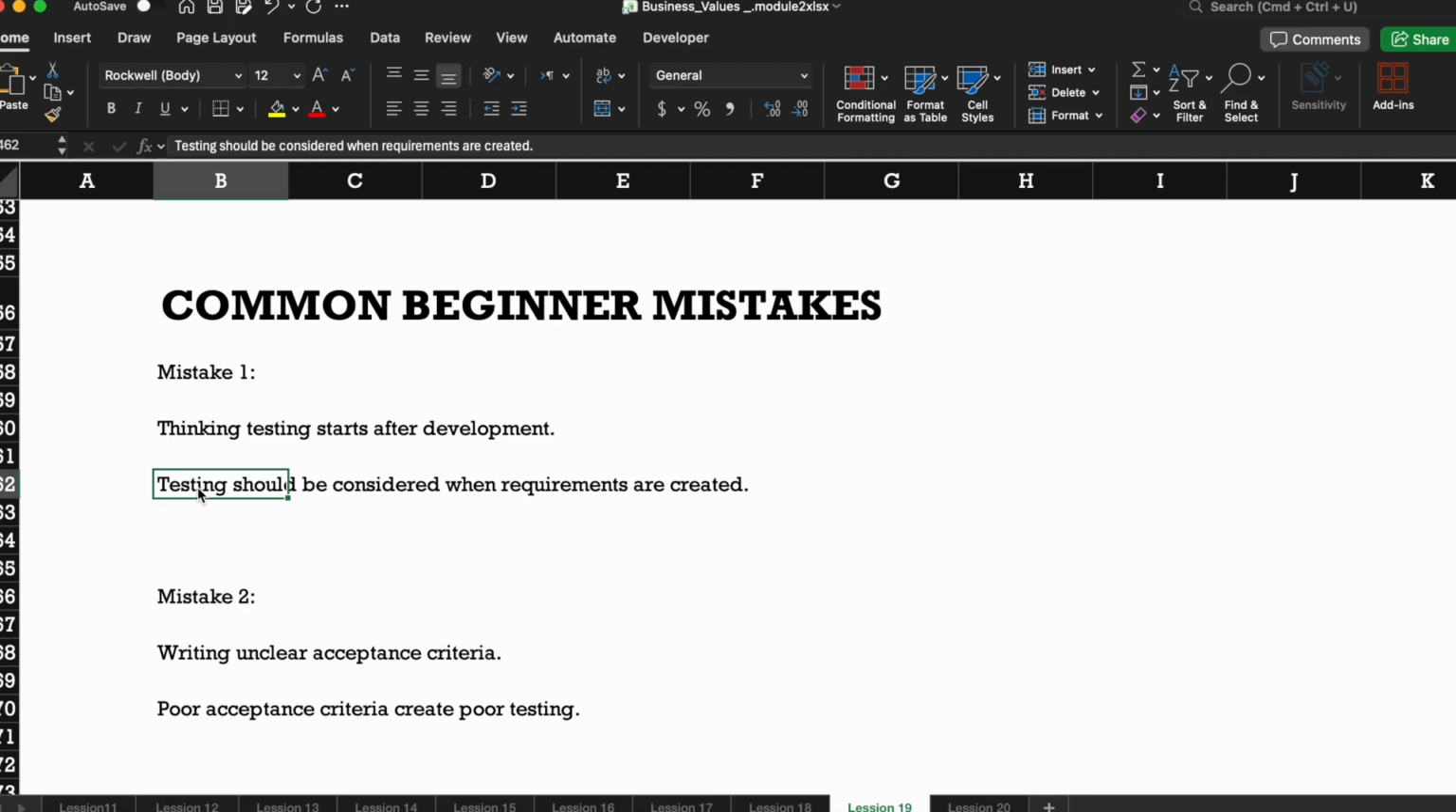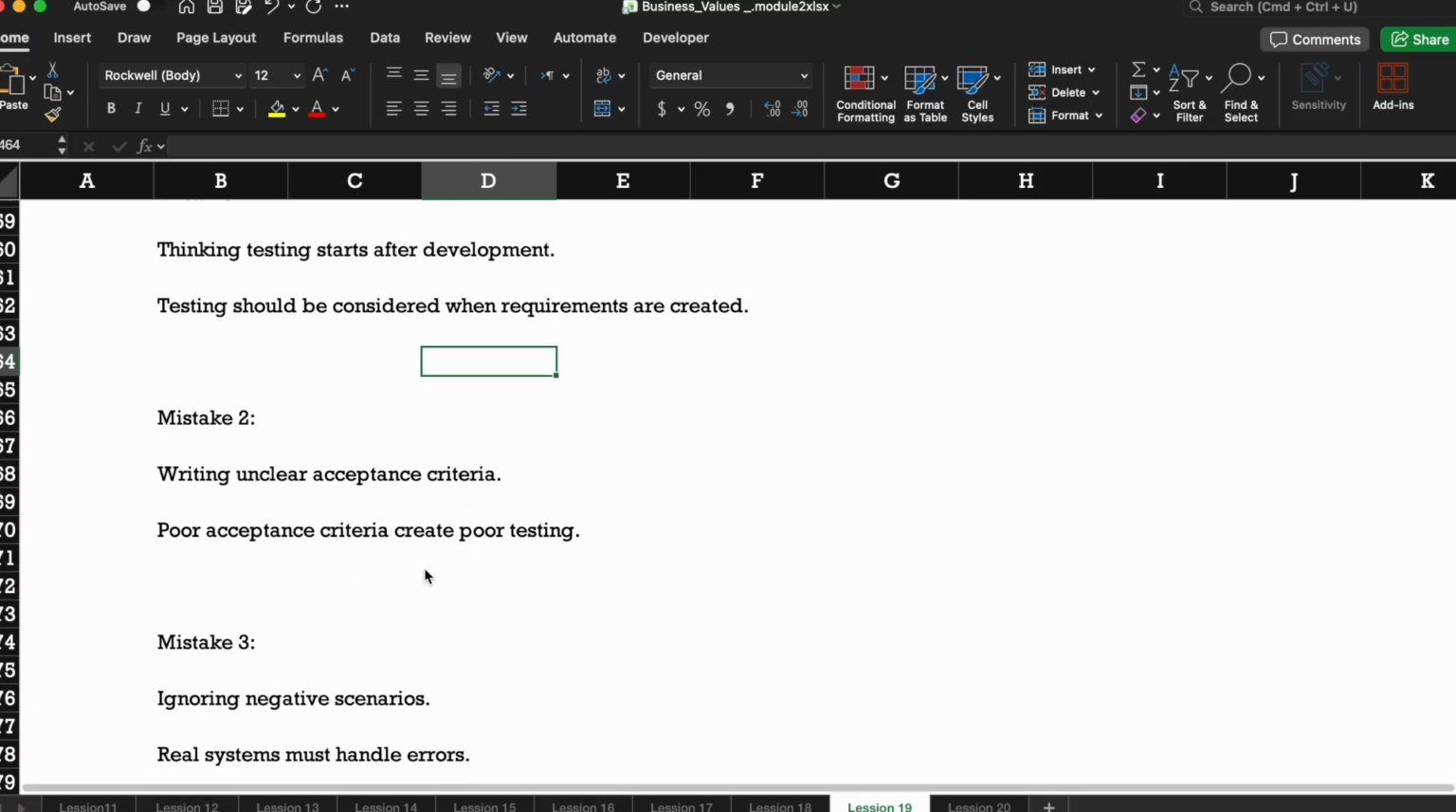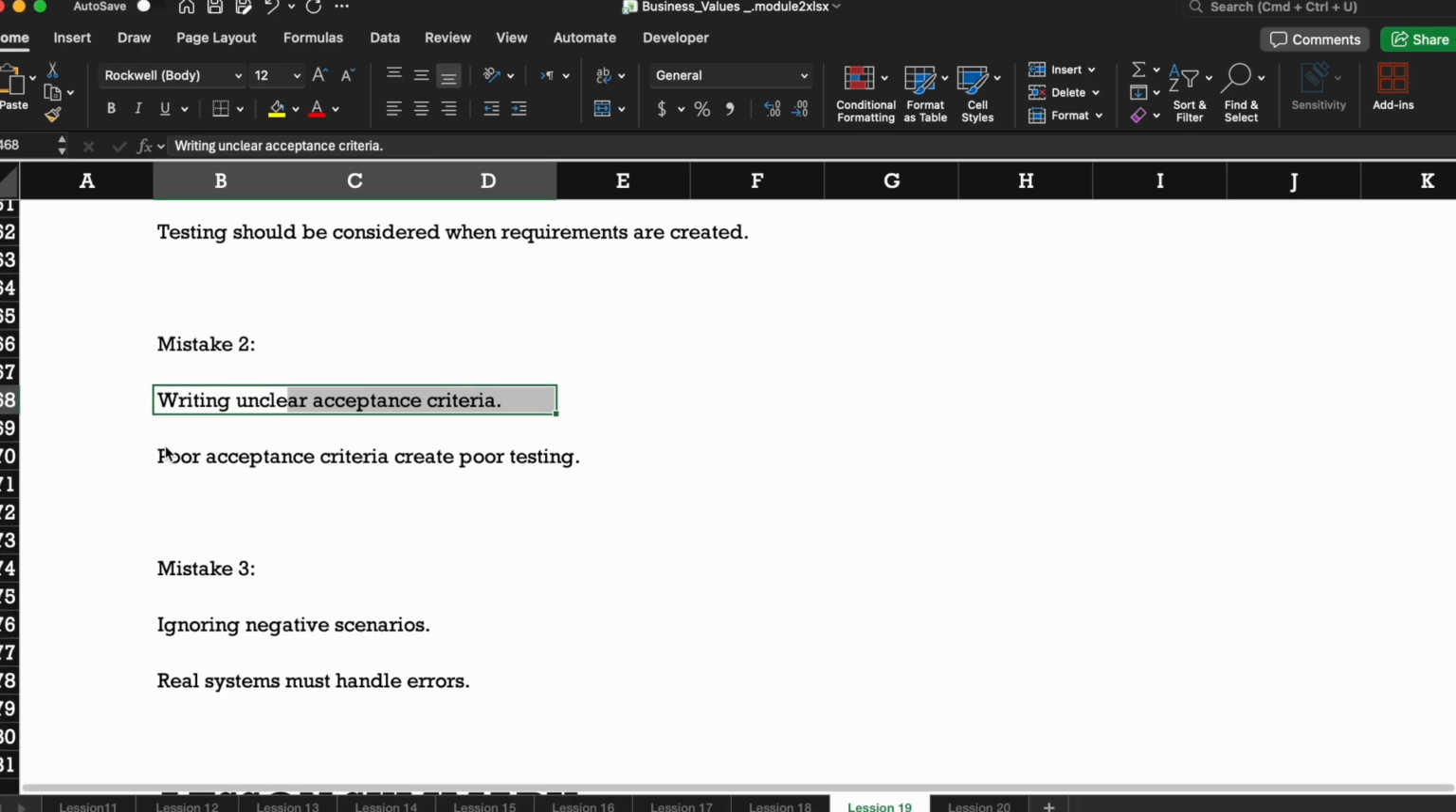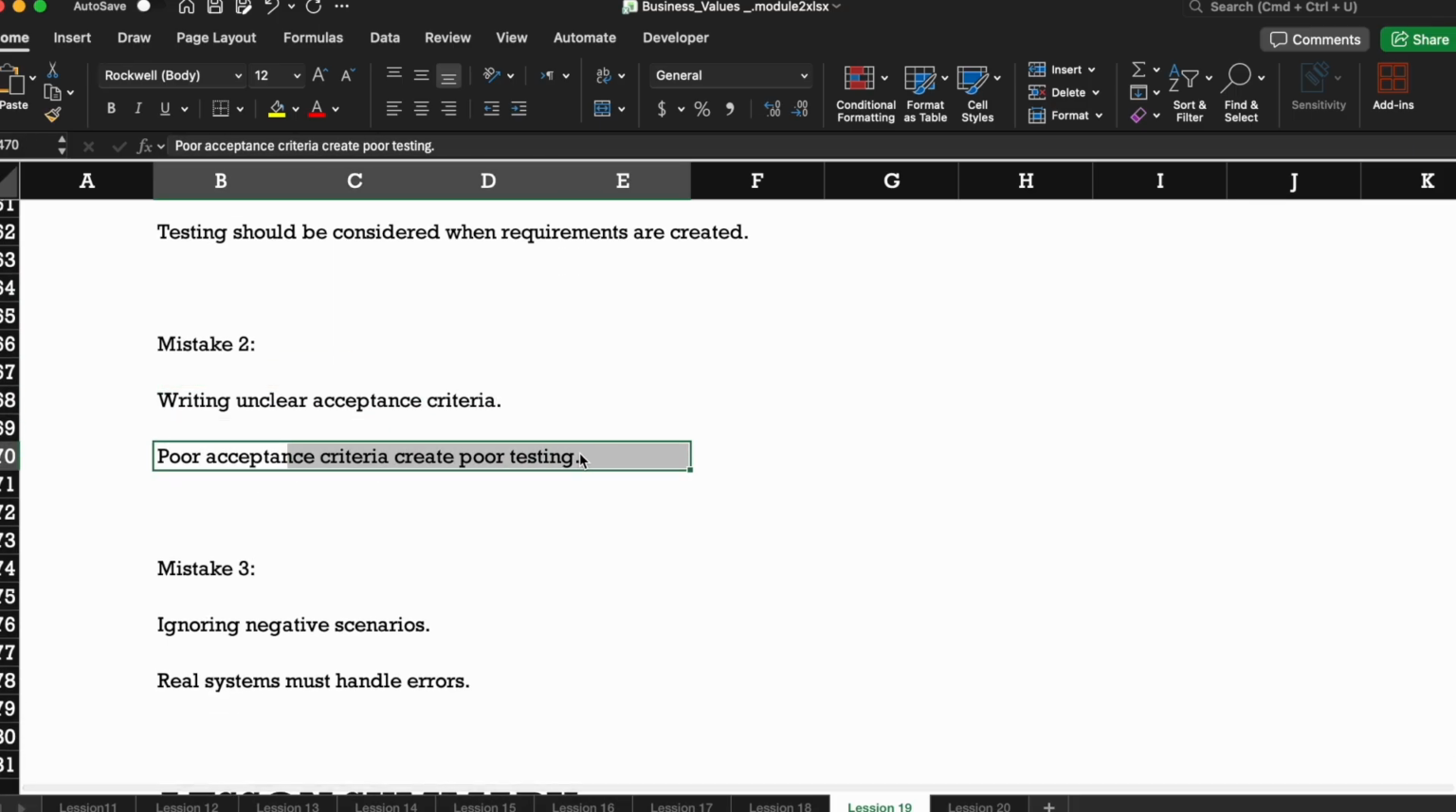You can log in and start testing, then go back to the stakeholders, listen to them and get feedback from them, or work with them, and now you know what system they are using because you also tested, right? So testing starts before requirements gathering starts. Okay, mistake 2: writing unclear acceptance criteria. Poor acceptance criteria create poor testing.